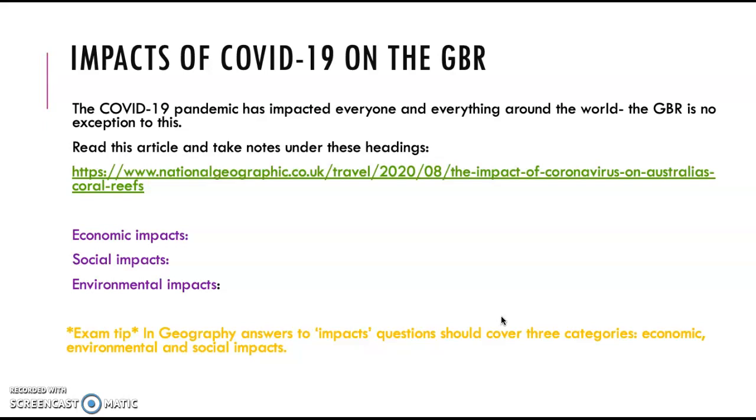What I'm going to get you to do is read an article, and I'm going to show you where on Schoolbox to find this article in just a minute. What I'd like you to do while you read this article is take some notes under the following headings: economic impacts, social impacts, and environmental impacts. Because when we talk about impacts in geography, these are the three categories that you really should be looking at. So if we were to ask you a question in a geography assessment task in week 7, we might ask you about the economic, social, or environmental impacts of COVID-19 on an ecosystem. And this article will be a really good resource for you to do that. So let me show you where to find this article.